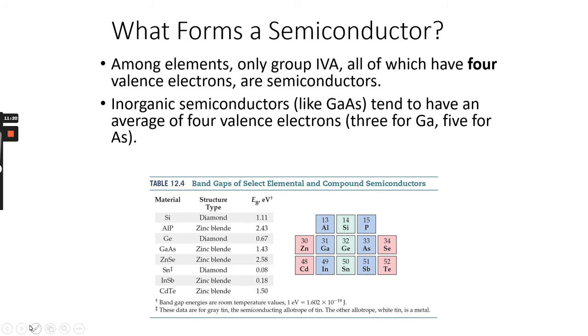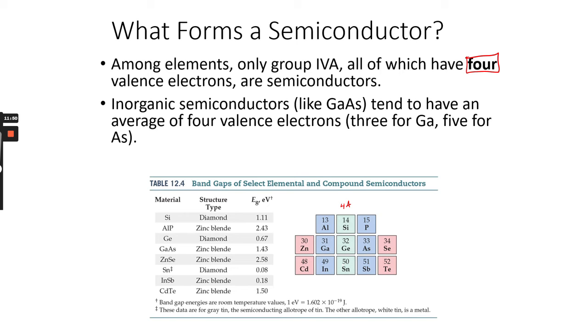So what forms a semiconductor? Well, most of the time it is your group 4A elements, because you want 4 valence electrons. That is key there. If you look here, here is your group 4A. So you have silicon with 4 valence electrons, germanium, and one of the tins, called gray tin, that will form a semiconductor.